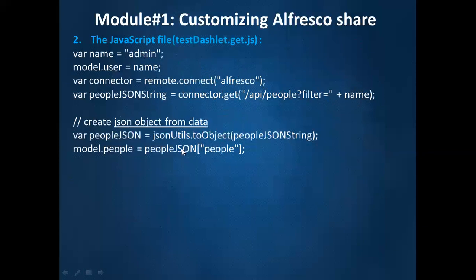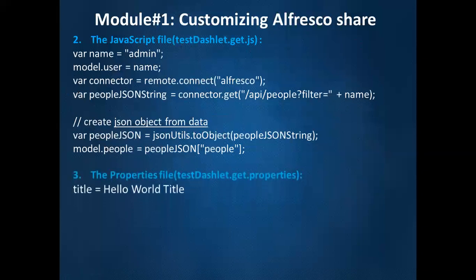See here, model.people means all the people in Alfresco, but I filter exactly only the name, only admin. These 2 lines are just for creating a JSON object from the data. These 2 lines, the third and the fourth, are very important to understand. So let's move to another file.